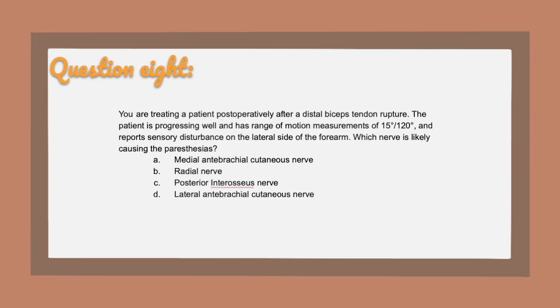Question 8. You are treating a patient postoperatively after a distal biceps tendon rupture. The patient is progressing well and has range of motion measurements of 15 degrees to 120 degrees and reports sensory disturbance on the lateral side of the forearm. Which nerve is likely causing the paresthesias? A. The medial antebrachial cutaneous nerve, B. The radial nerve, C. The posterior interosseous nerve, or D. The lateral antebrachial cutaneous nerve.